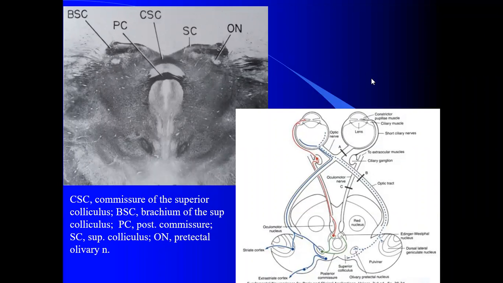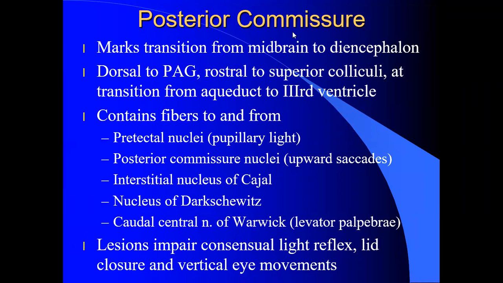Good diagram. We said the posterior commissure marks the transition. Remember, the nucleus of Darkschewitsch was also called the nucleus of the posterior commissure. It is dorsal, closer to the fourth, or where the fourth would have been, closer to the superior colliculus. Dorsal to the periaqueductal gray. It is rostral above the superior colliculus, and it is at the transition from the aqueduct into the third ventricle.